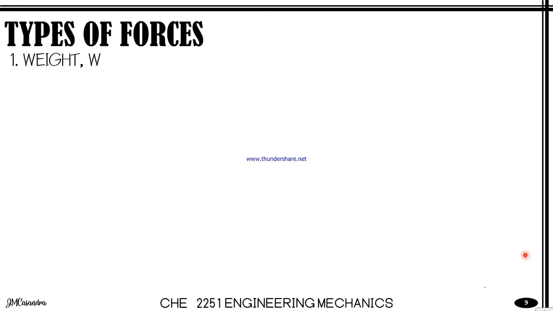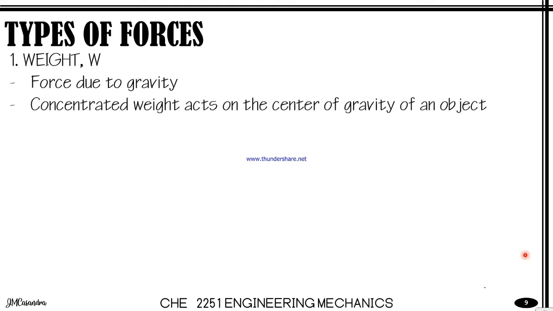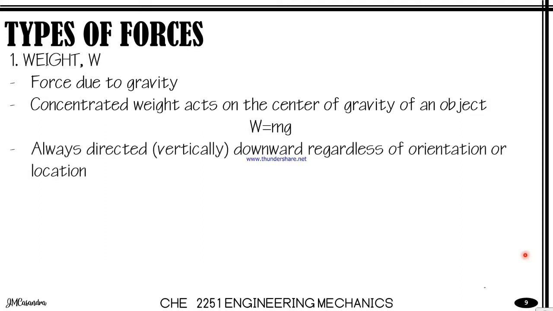So for your forces, we have different types. The first one is your weight, expressed as W. Your weight is a non-contact force because this is the force due to gravity. When your weight is concentrated, it acts on the center of gravity of an object. And the weight is simply the product of your mass and your gravity.